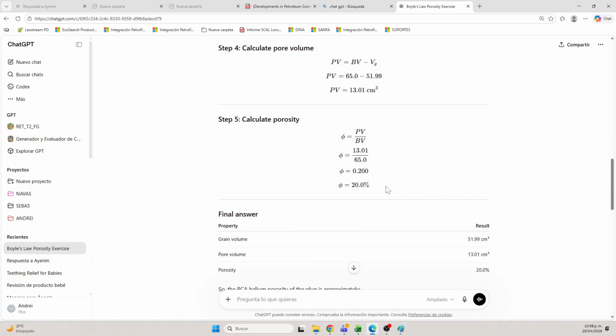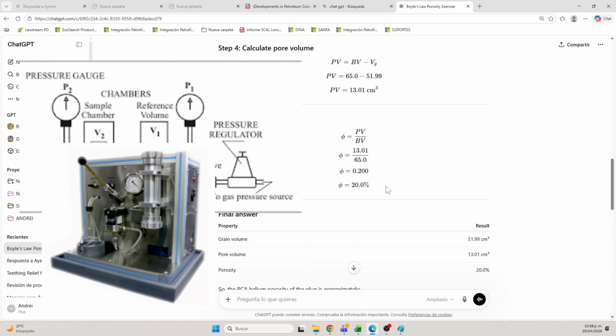Okay, so this is how the porosimeter is working and how it is calculating the porosity of the sample. Later in another video we're going to cover how permeability is measured, and the differences between air permeability, Klinkenberg permeability, things like that.